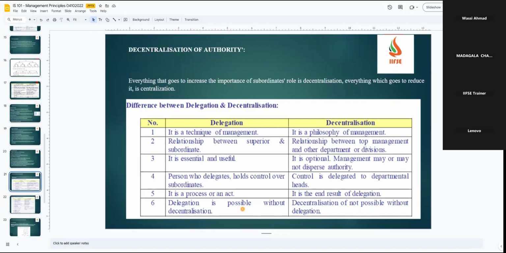Okay. Without decentralization also we can delegate, but decentralization is not possible without delegation, because if the management is not at all giving any importance to the lower level people or the departmental heads or the managers, then there will not be any chance of existence of decentralization.